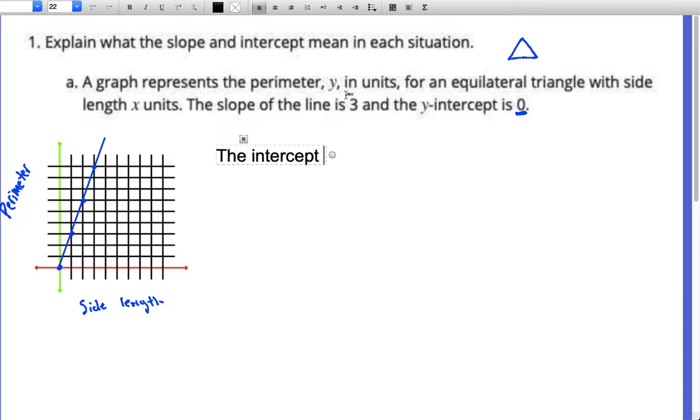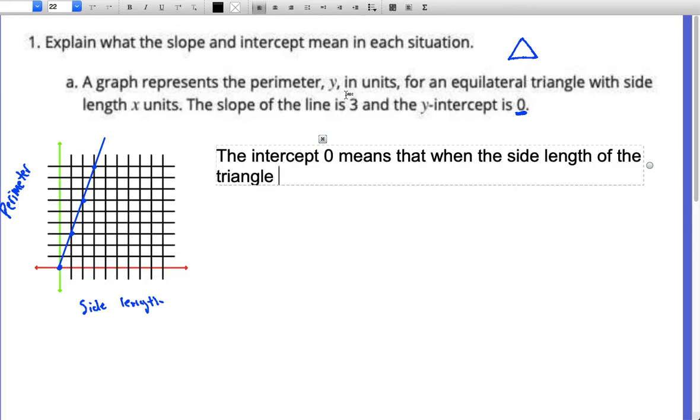The intercept 0 means that when the side length of the triangle is 0, the perimeter is 0. Think about what that means. So here we have the side length being measured on this axis, and if the side length is 0, then of course the perimeter of the triangle is going to be 0. If you can imagine a triangle that had 0 length sides, well, the triangle wouldn't even be there. It would be nothing. And so a triangle that's not there has a perimeter of 0.